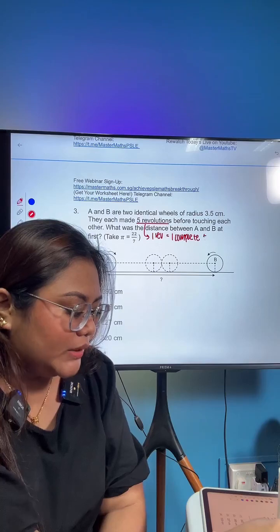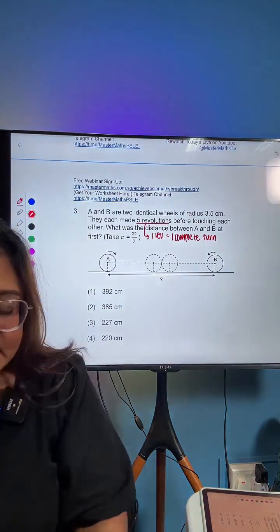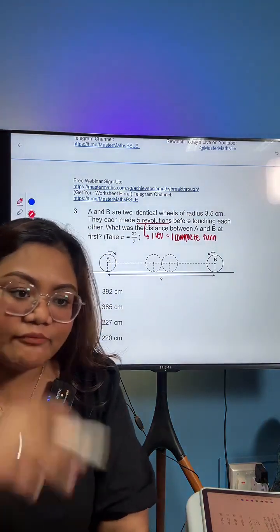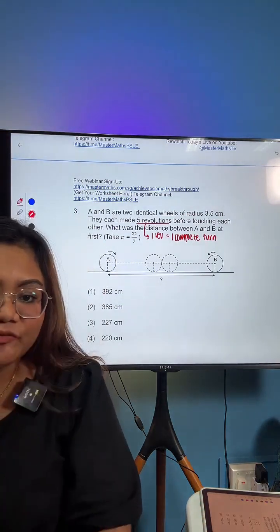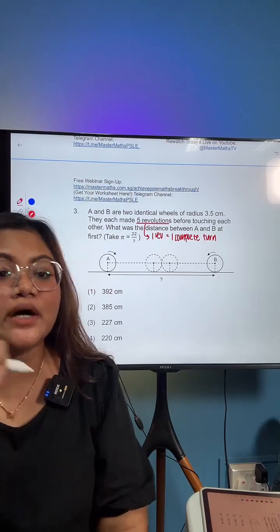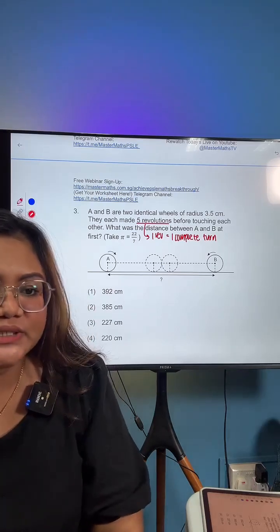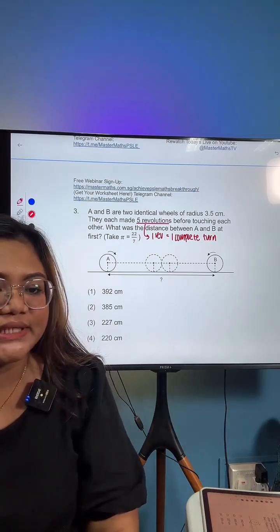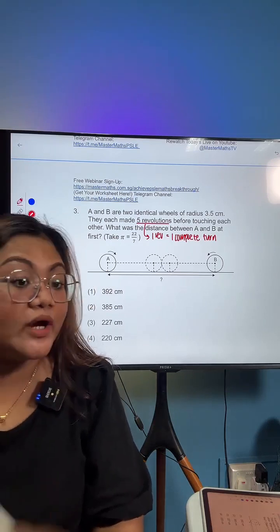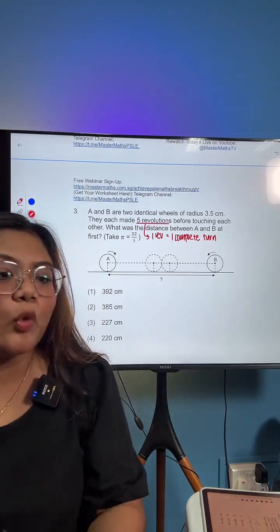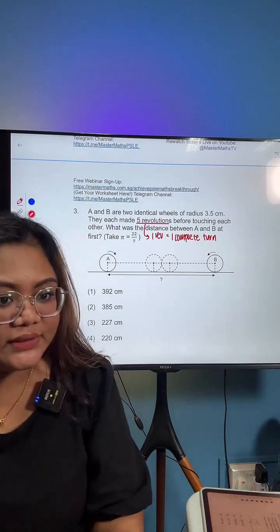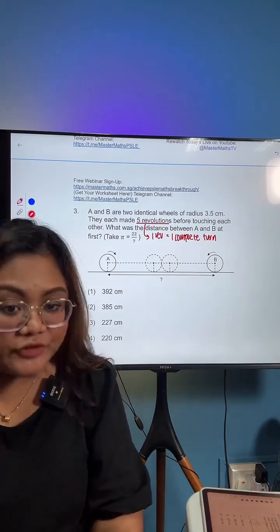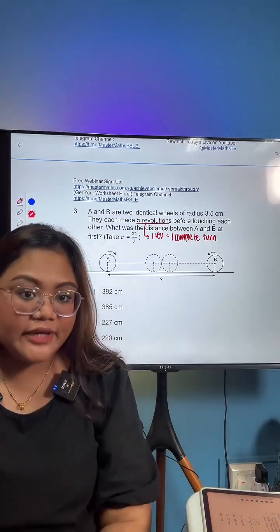Now, what do you think we are looking at when we talk about turns? Are we looking at the circumference or the area inside? Are we interested in the circumference or the area? Yes, we are rolling it. So when we roll, what is the thing that is rolling? Is it the circumference that we are interested in or is it the area?